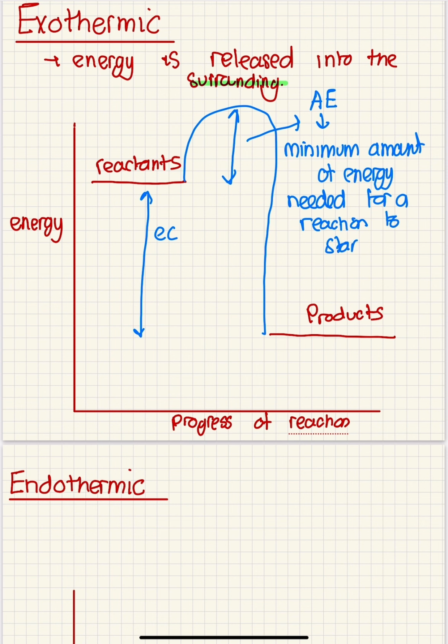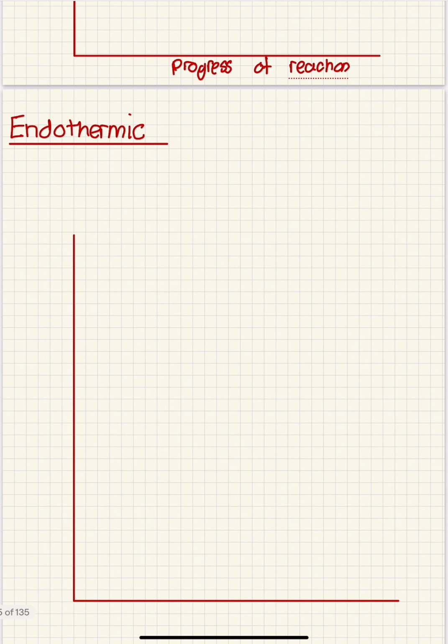And that's all you need to know for the exothermic. You need to make sure that you put the reactants at the top, the products at the bottom. You show the energy change, and then you also show the activation energy. And you also need to know the definition, which is the minimum amount of energy needed for a reaction to start, or you could say to occur. Now, we'll move on to endothermic.